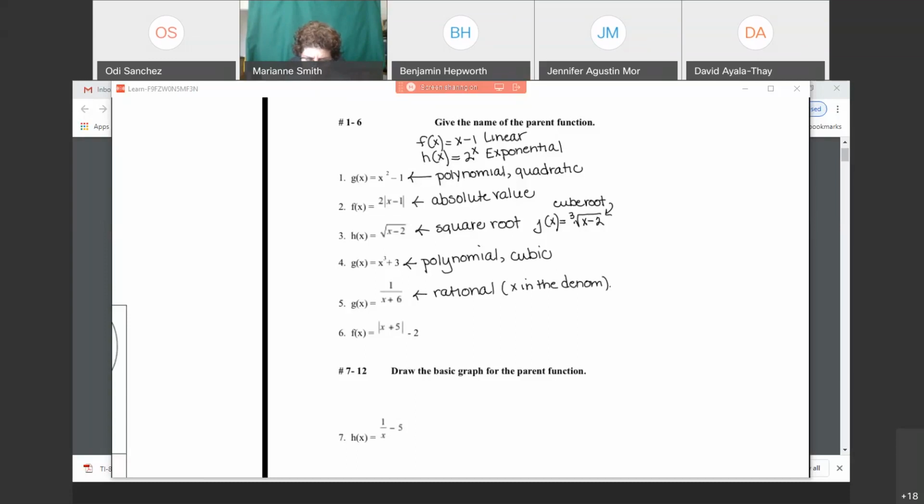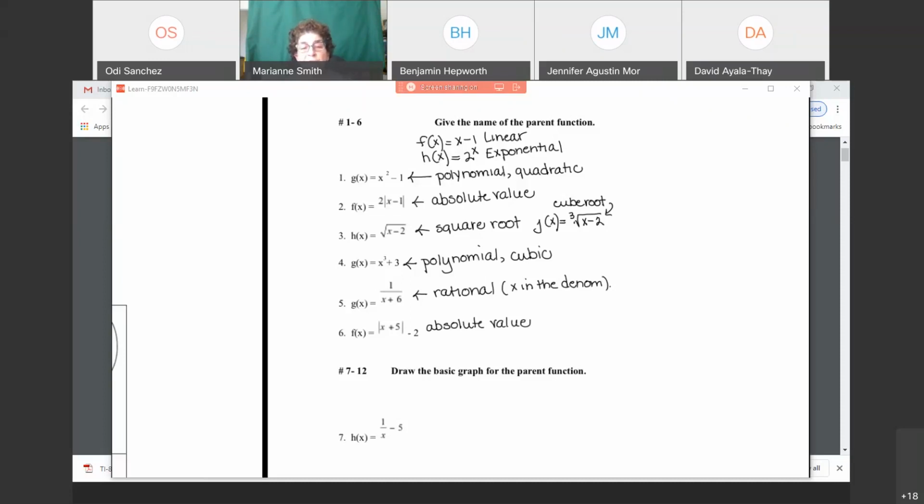With number one, we're looking for 2 as our exponent, the highest exponent on x. That means I'm quadratic. Over here with number 4, 3 is the highest exponent on x, so I'm cubic. The vertical bars say absolute value as long as x is inside there. The square root is the radical sign with no index, and the x is inside there. And then rationals are the ones with the x in the denominator. Here's another absolute value. Okay, everybody good with that?